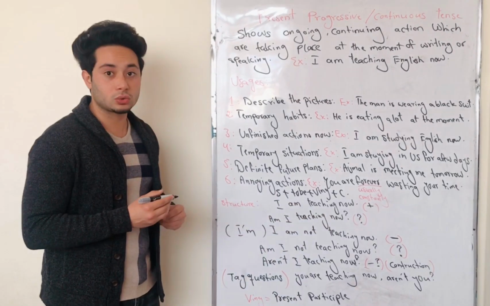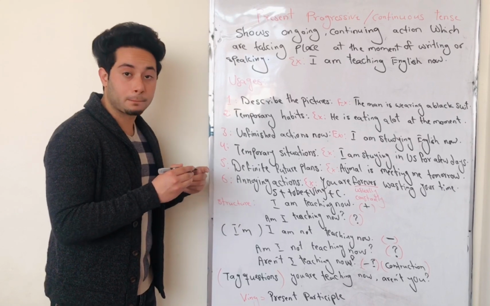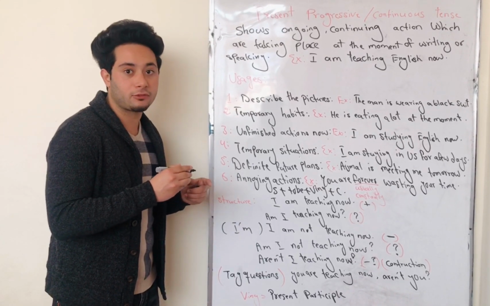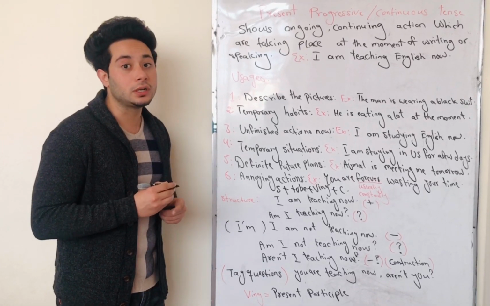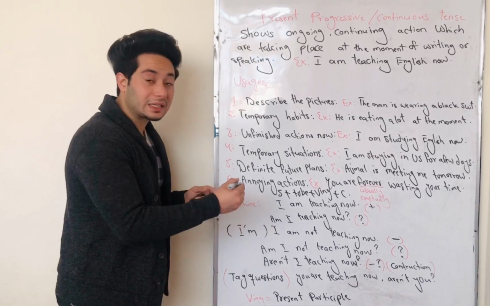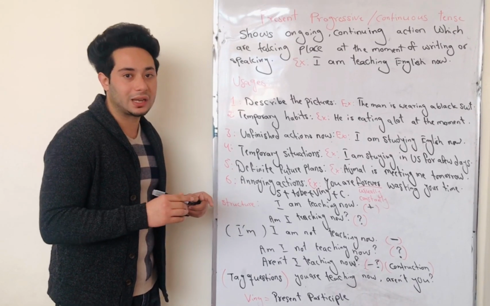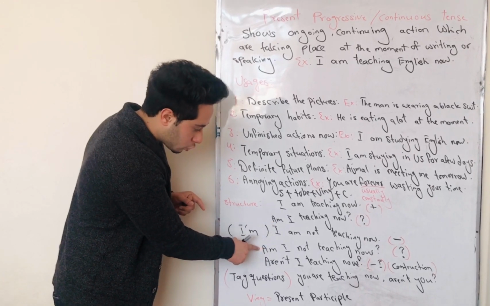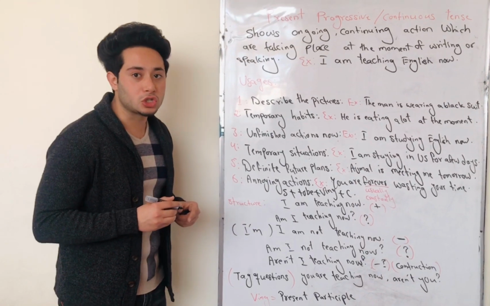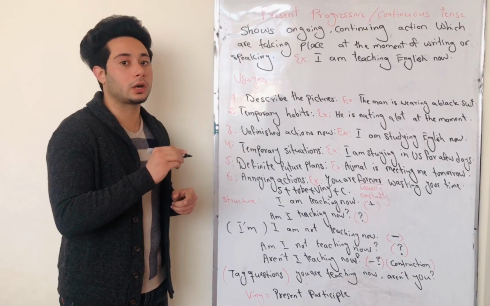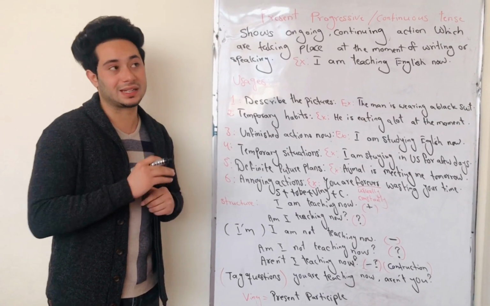And if you want to change it to negative form, the structure is subject plus to be plus not plus the present participle form of the verb, which is verb ing, plus complement. For example, I'm not teaching now. It is the negative form or negative structure. And the negative interrogative structure without contraction is to be verb plus subject plus not plus verb ing plus complement. For example, am I not teaching now? And do not forget to use a question mark at the end of your negative interrogative sentences.